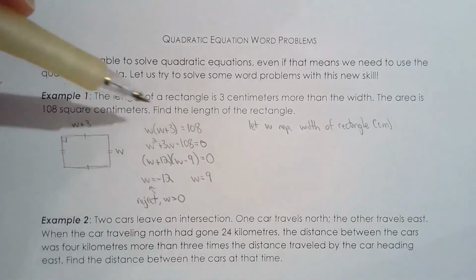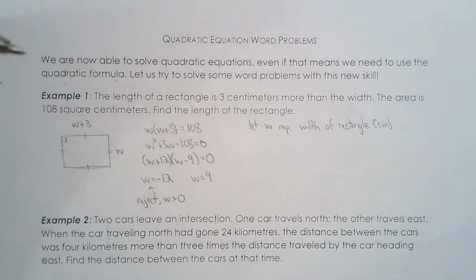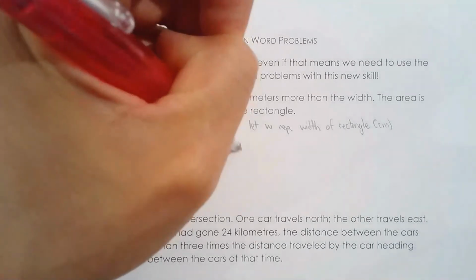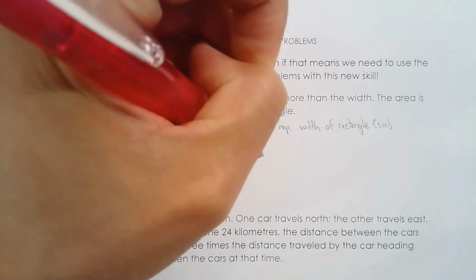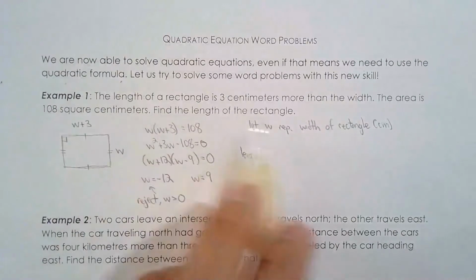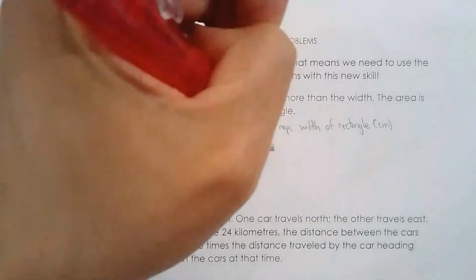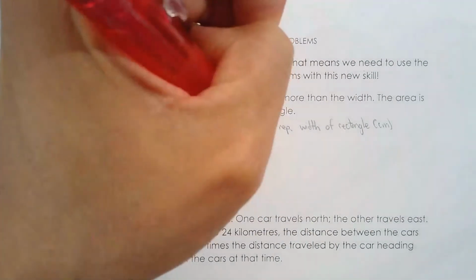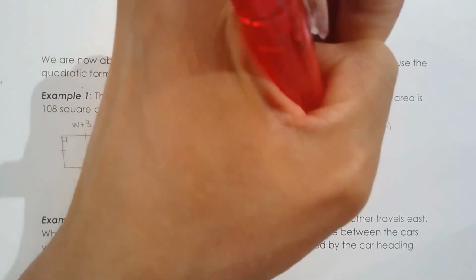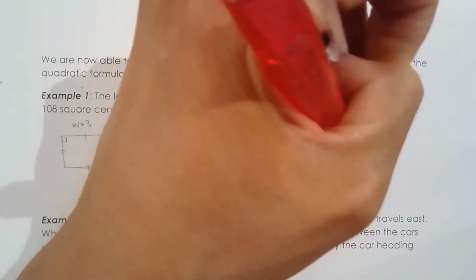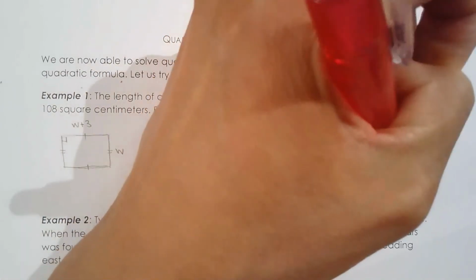But if you read the question, like I said earlier, it says find the length of the rectangle. So the length is 3 more than the width, right? That's the first sentence. It's 3 centimeters more than the width, so it's going to be 9 plus 3, which is 12. Therefore, the length is 12 centimeters.